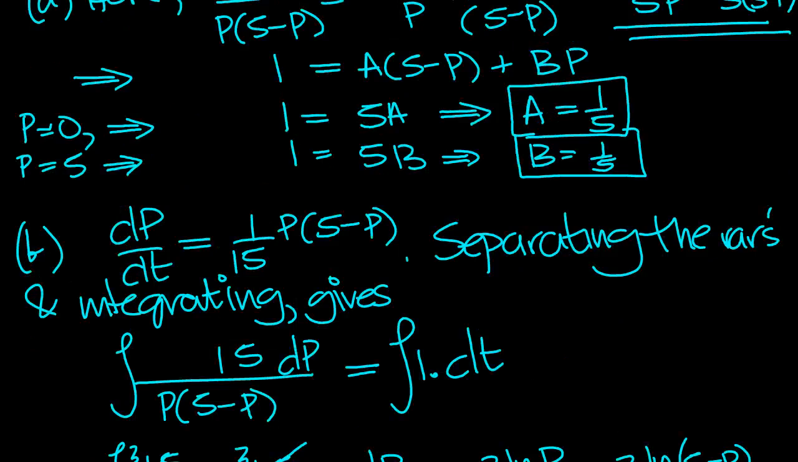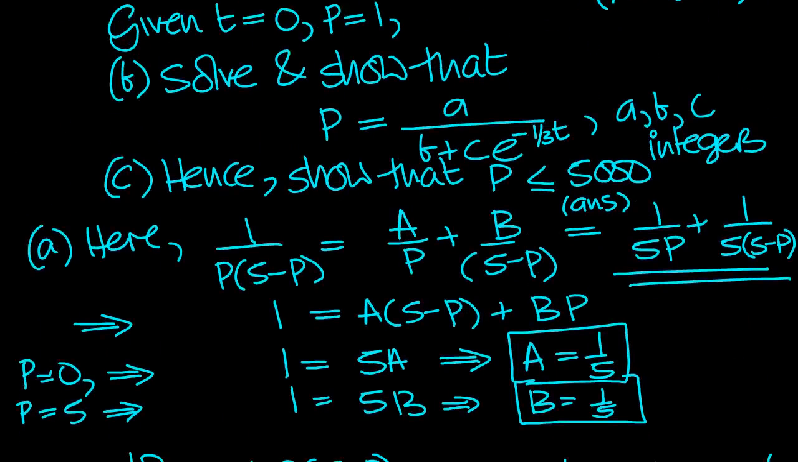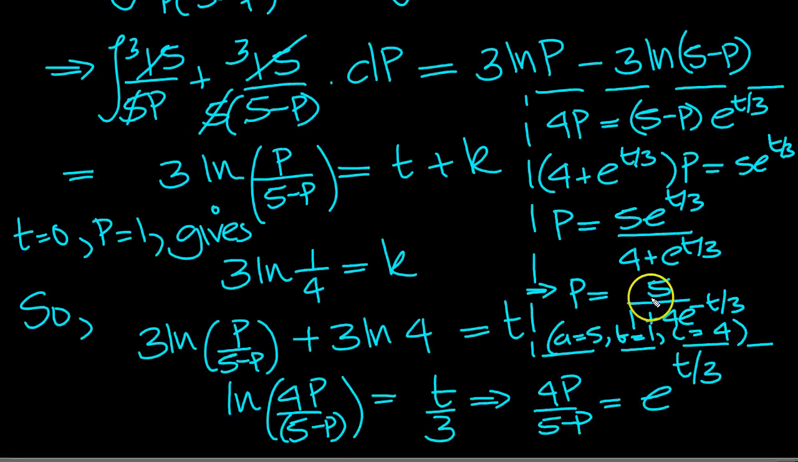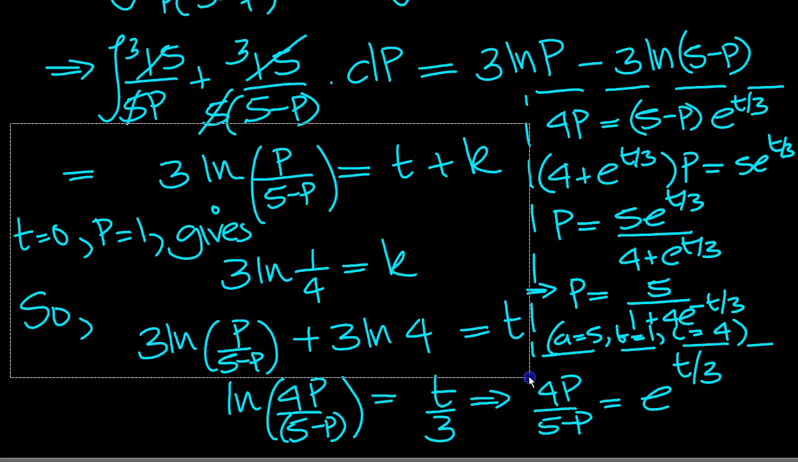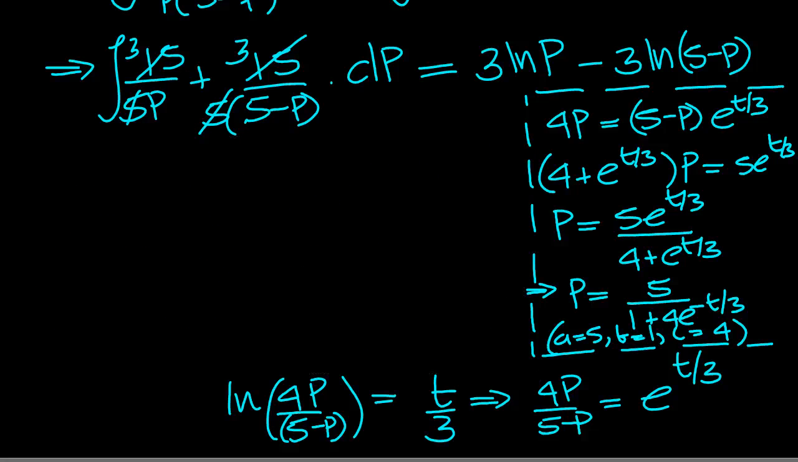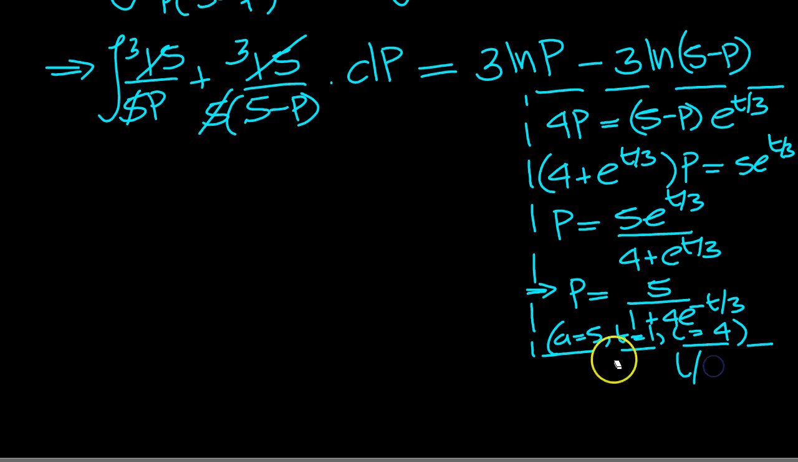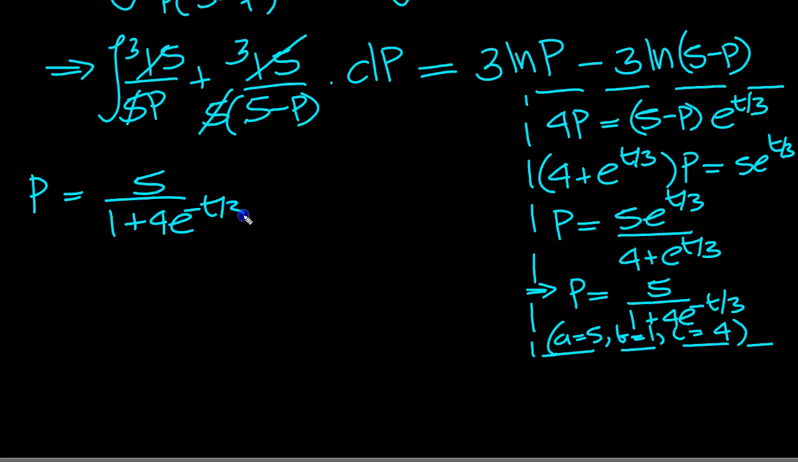Okay, so hence show that P is always less than 5,000. So basically, we've got this equation here, and I'm going to give myself some room now just to work on it. So I'll just scratch this lot here now, because we've worked on that problem. I'm going to just look at this equation now. So this is the last part of the problem: 5 over 1 plus 4 e to the minus t over 3.